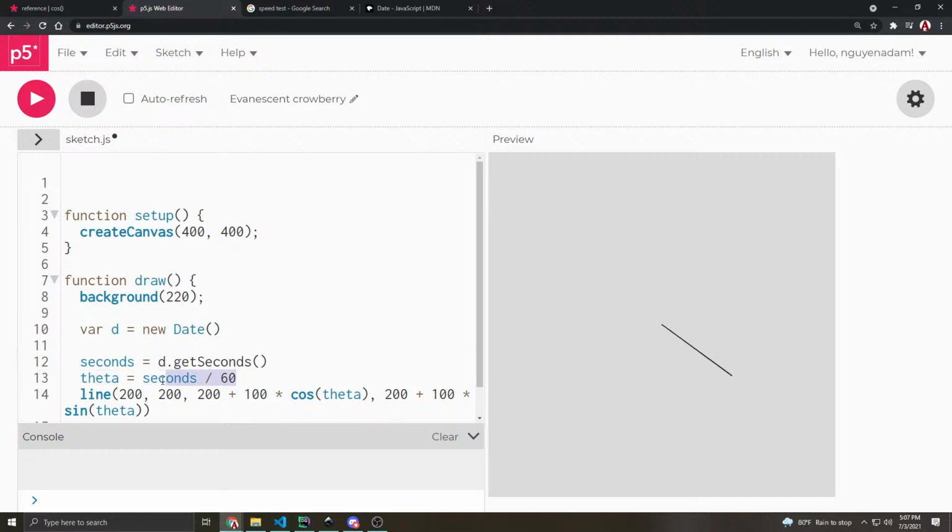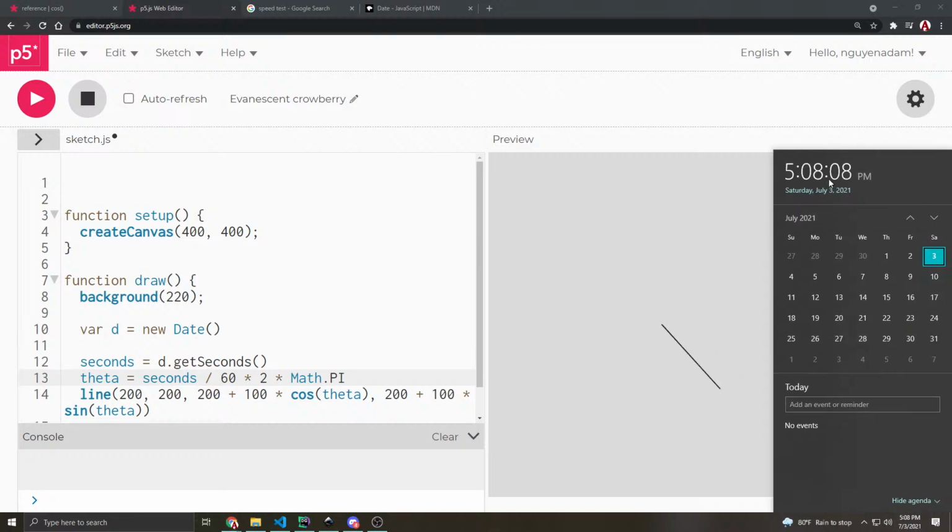So we've got to convert this right here to radians, which means that if we have portion over 60, that's anywhere from 0 to 1, right? And if we want to convert to radians, I think we can multiply by 2 times pi. And here we go. We got a little hand that moves a little faster, right? Hopefully it's 2 pi. We'll wait for it to come around, and we'll see.